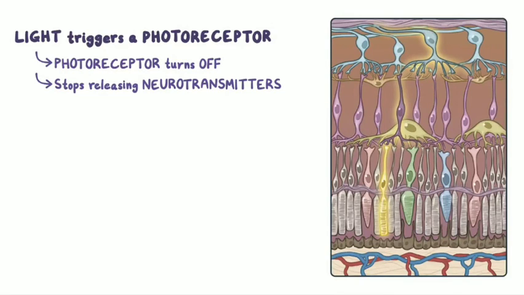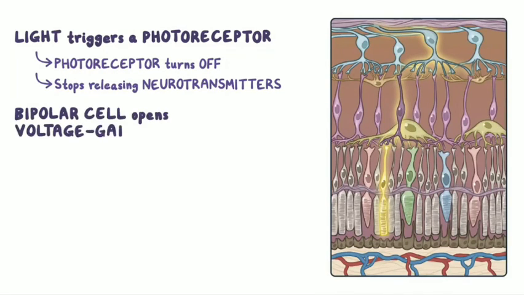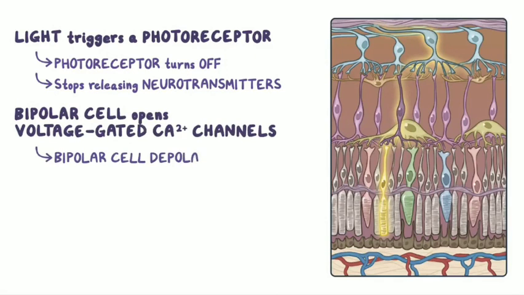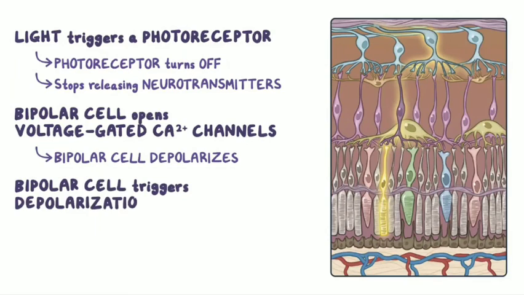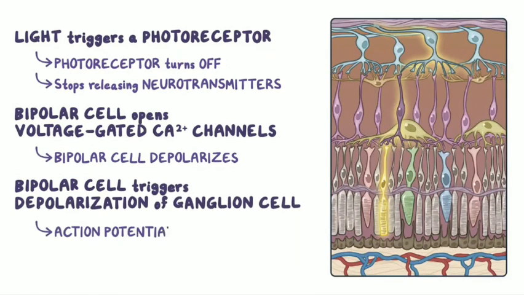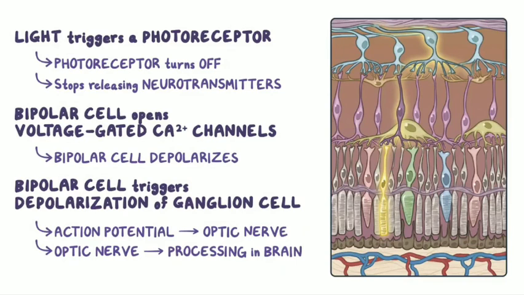Interestingly, it's the lack of glutamate that causes the bipolar cell to open up its voltage-gated calcium channels and depolarize. And the bipolar cell then triggers depolarization of the ganglion cell. And from there, the action potential is propagated along the optic nerve, and ultimately to the primary processing centers in the brain in the occipital lobe.